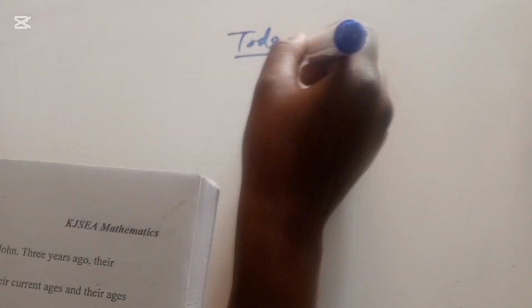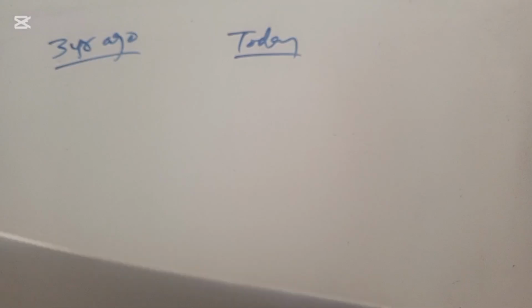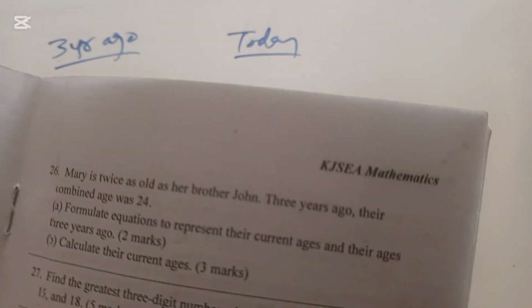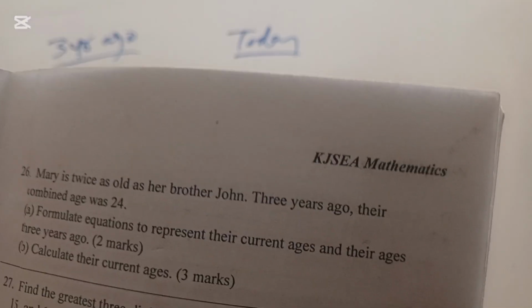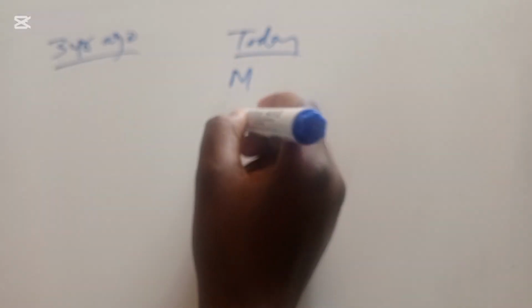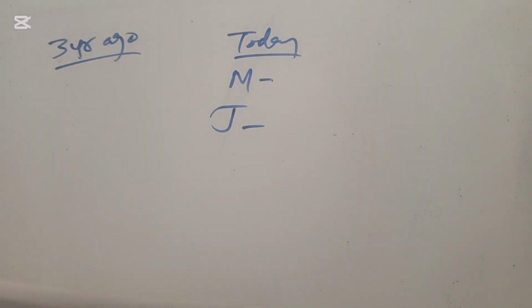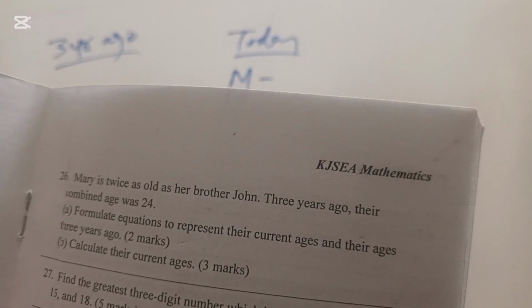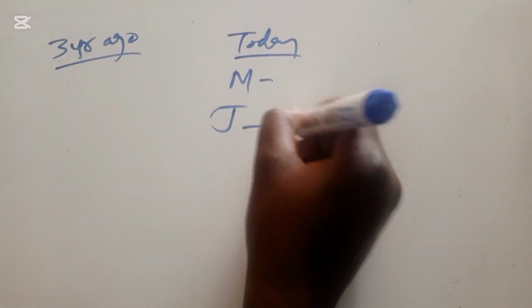So we have today and 3 years ago. So today we are told Mary is twice as old as her brother John. So Mary and John. So if someone is twice as old, if we were to use x to represent the age of one, we can say John, who is younger, is x years.